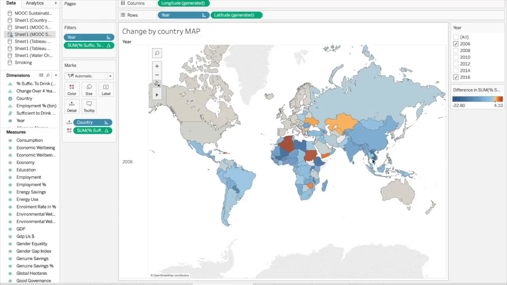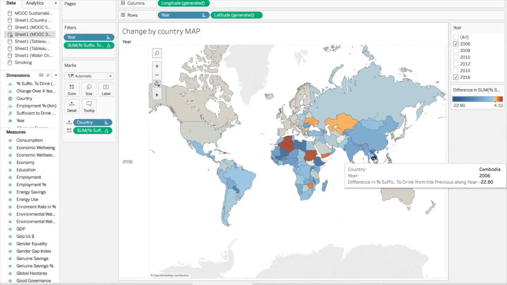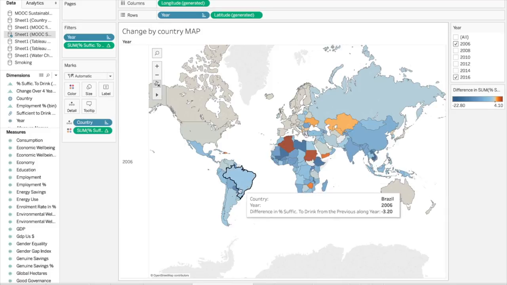So from our calculations, we found that Cambodia here has had the biggest increase in the world in terms of percentage of people in the last 10 years who have gained access to sufficient water. Other countries with big increases are Ethiopia, Libya, Mali, and Paraguay, for example.